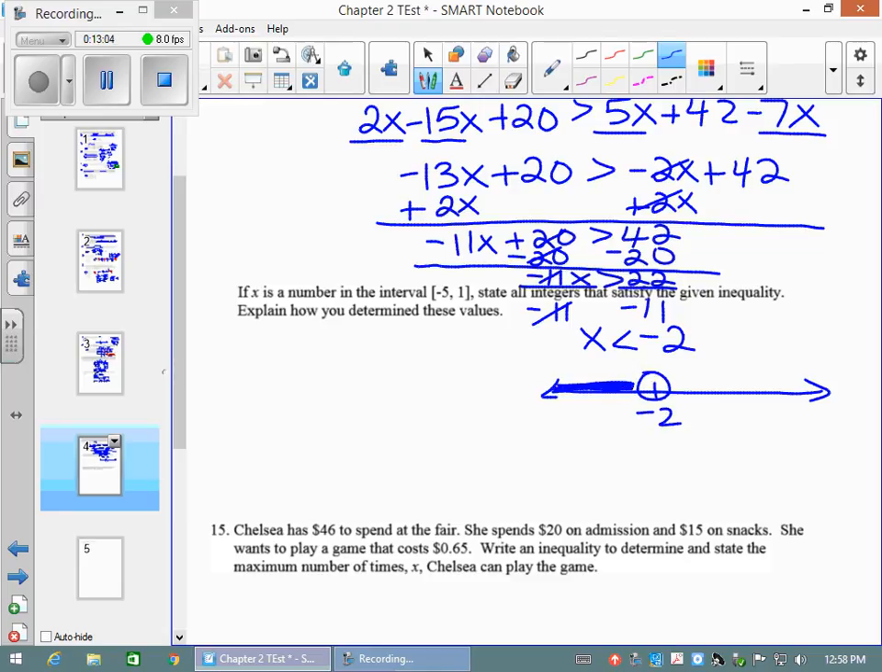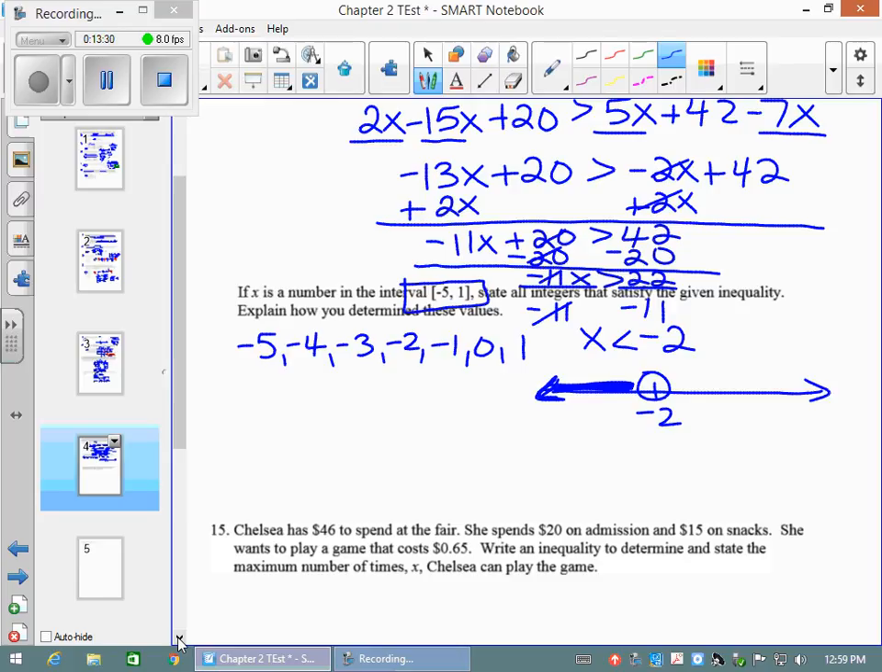So the second part of this question said if x is a number in the interval negative 5 to 1 included. So that would mean I'm talking about these numbers, negative 5, negative 4, negative 3, negative 2, negative 1, 0, and 1. All of them included because I have brackets. It wants me to state all the integers that satisfy the given inequality, so the one that we just solved, and explain how we determine these values.